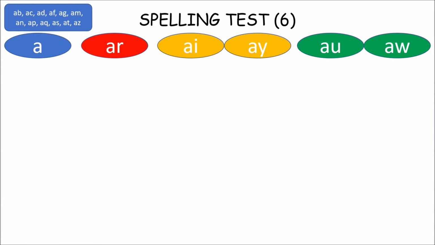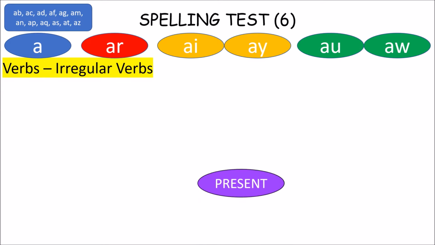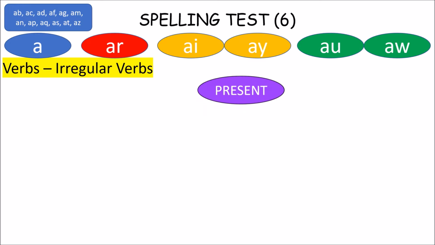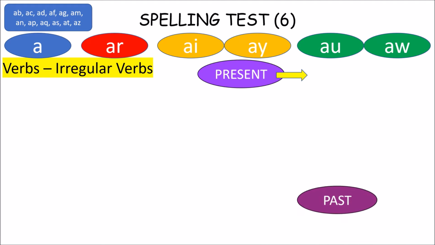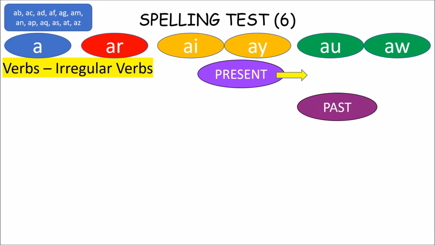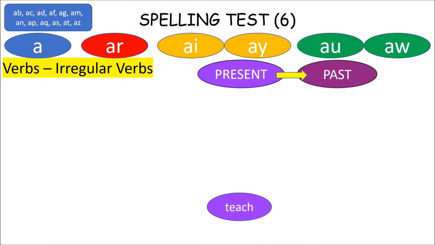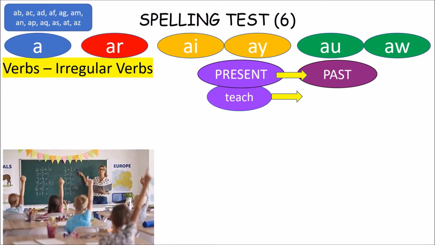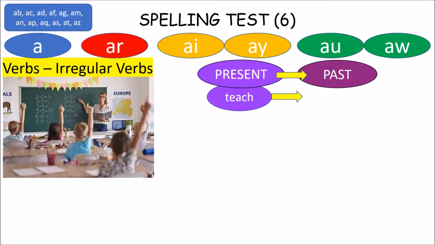Let's move on to 4 more irregular verbs. The first one in this slide we're going to talk about is teach. T-E-A-C-H, teach. The teacher is teaching the students in the class, and the students are eagerly learning and answering questions. The past tense of teach is taught, similar to caught in the previous slide.